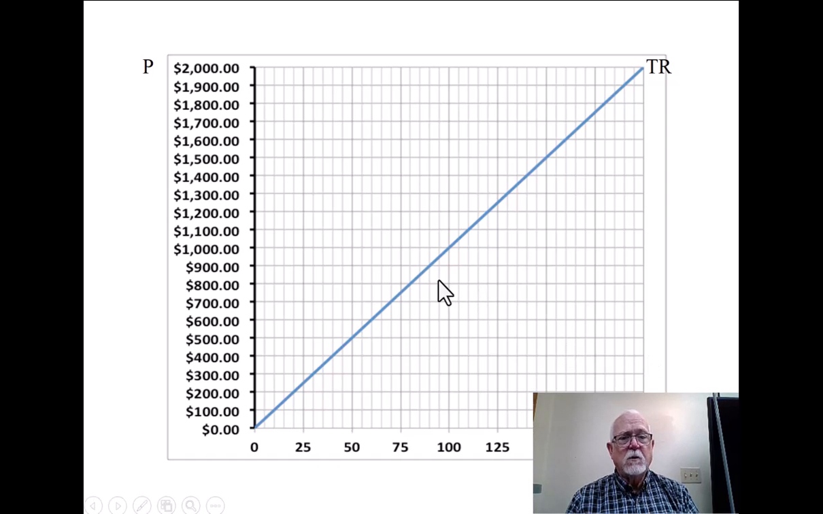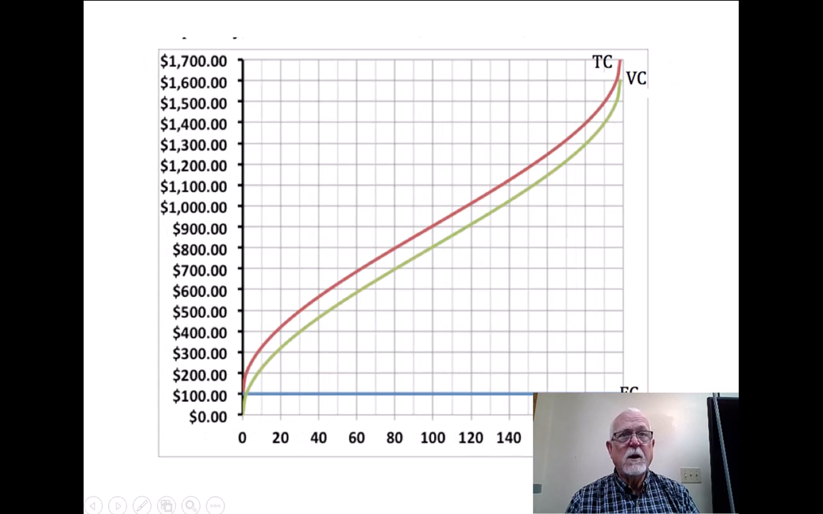Now, another thing, let me go ahead and jump into it. I'll probably reiterate this later. But if you took the slope of the total revenue curve, that would be the change in total revenue divided by the change in the quantity. Guess what? That's exactly the same formula for our marginal revenue. So the slope of the total revenue curve is equal to the value of the marginal revenue in any range.